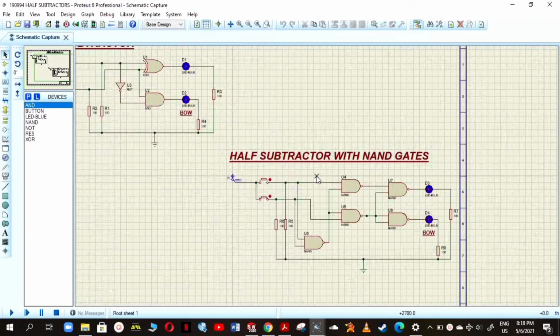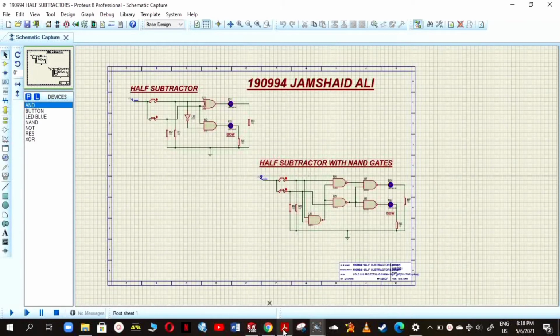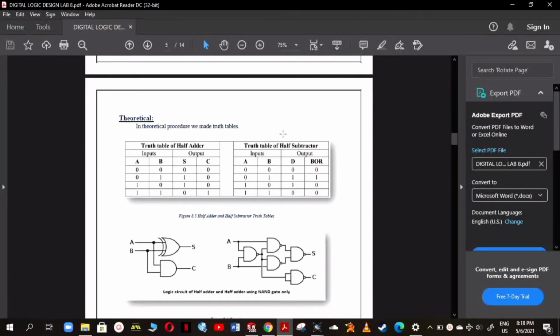Now we are going to prove all the operations on it. Now you can see here, this is the truth table of our half subtractors. If I'm applying 0 0 on both, then I will get 0 on subtraction D and borrow 0.